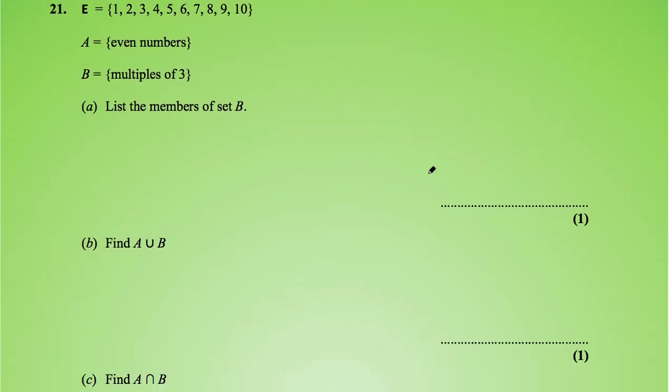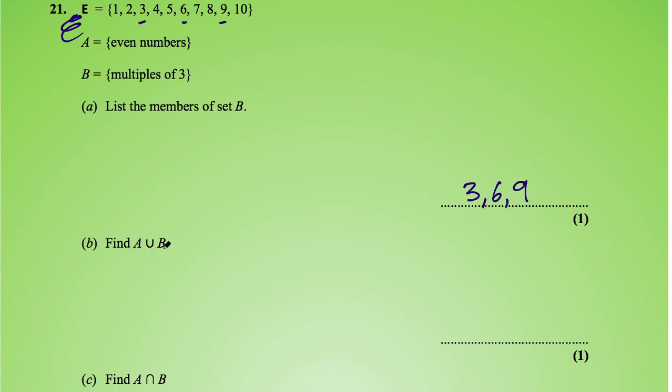Question 21. In the question paper, this is actually printed as this E symbol, which represents the universal set, everything that we're talking about. A is even numbers, B is the set of multiples of 3. List the members of set B. That's everything that is a multiple of 3 here. We've got 3, 6, and 9. So those are the members of set B.